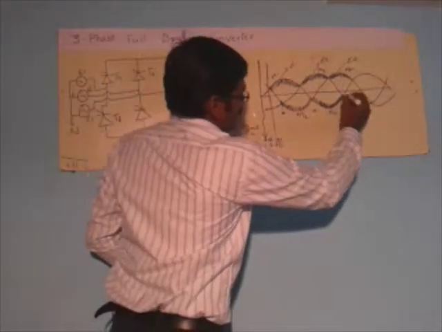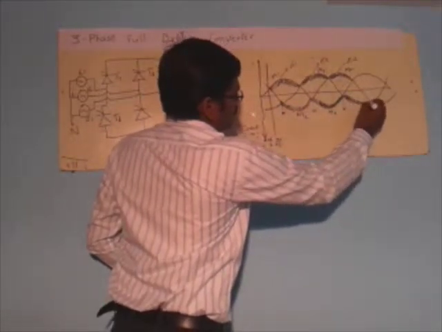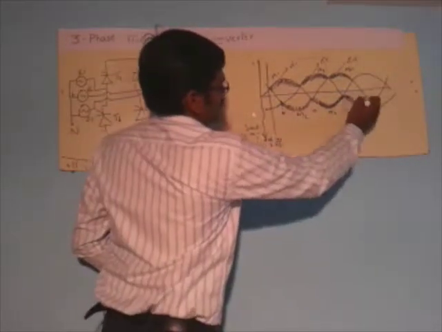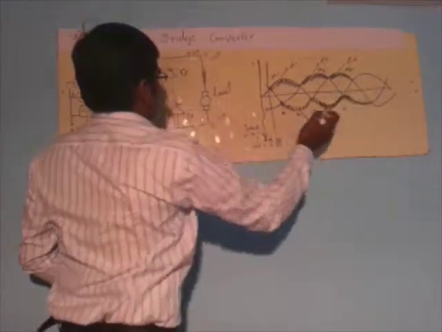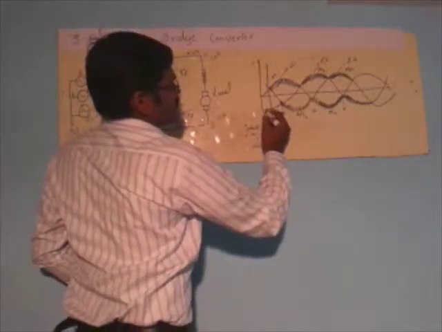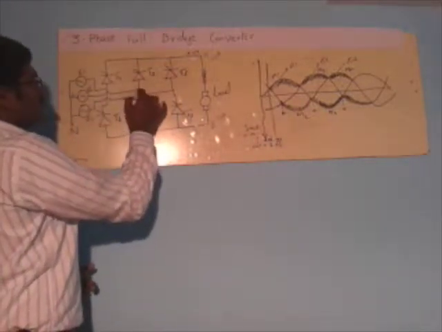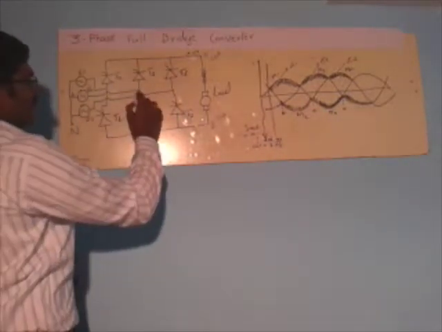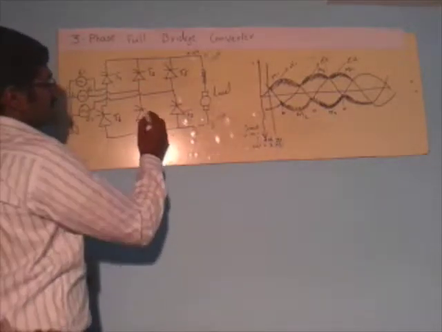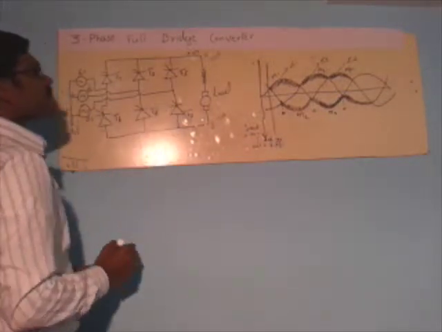Next is mode 6 operation. During this period, which one will be forward biased? You can see here this is a waveform from source E2. Source E2 is here. This will go to this point, and that is the negative half side. So this is T6.